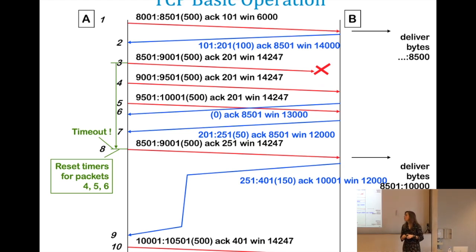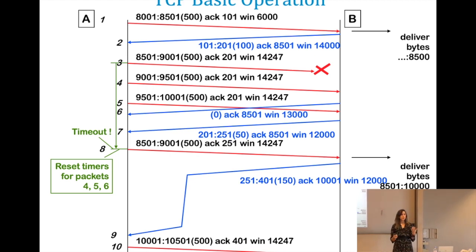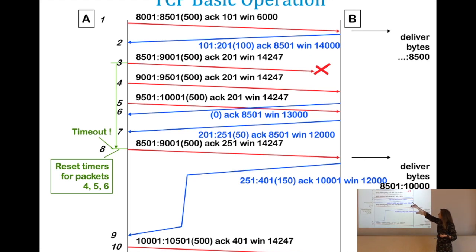Now let's have a look at the basic operations of TCP. I said that TCP was reliable, unlike UDP, so it makes sure it handles data loss. How does it do so? Typically, when you send a message, for instance, the first red arrow sends bytes from 8001 to 8501, and an acknowledgement, 101, which should be an acknowledgement of a previously received packet from B, and a window size, which means that this is how much it can tolerate to send at a time.